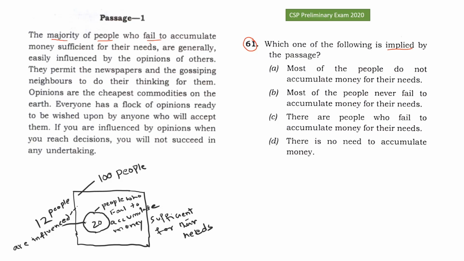So now this diagram gives a clear picture. This is called visualization of the statements. Who permit? These 12 people permit the newspapers and gossiping neighbors to do their thinking for them. That means for these 12 people, newspapers and gossiping neighbors do their thinking. That means these 12 people don't think at all, right? They don't think. Others think for them.